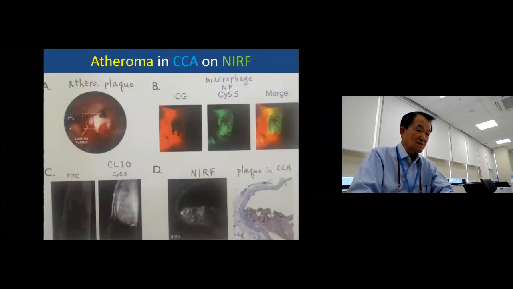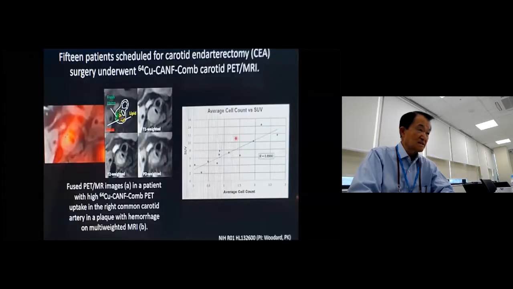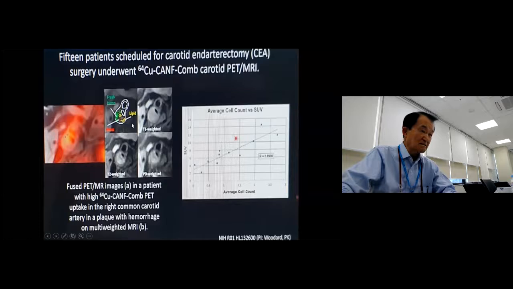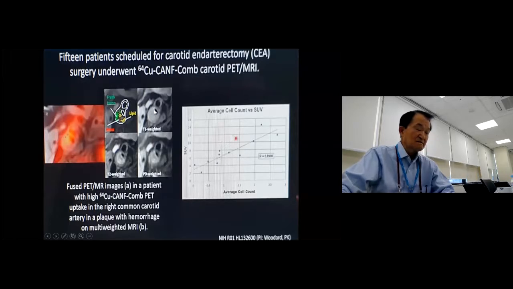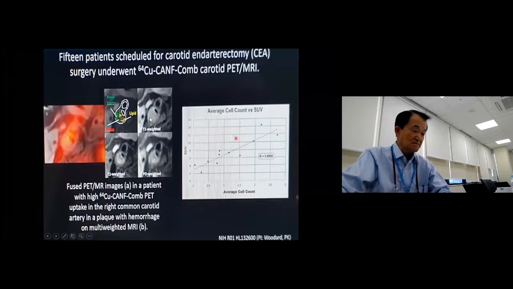Certain immune cell macrophage has been studied, and in this kind of endarterectomy, this kappa 64 labeled PET MRI together show some accumulation in that plaque with hemorrhage. This clot on T1 shows high signal, that means it's acute sort of hemorrhage.